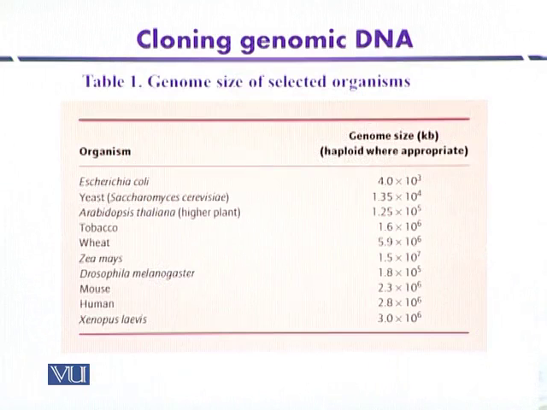First, we can compare the genomes of different organisms. We can start from Escherichia coli, whose genome size is 4 x 10^3 kilobases, and it mainly represents a haploid genome where applicable. And yeast is 1.35 x 10^4, and then other model systems like Arabidopsis, tobacco, wheat, Zea mays, Drosophila, mouse, and finally human. Here the genome size is 2.8 x 10^6, and approximately we require around 7 x 10^5 DNA fragments to produce a suitable human genome library that will represent the whole genomic setup of the human genome.